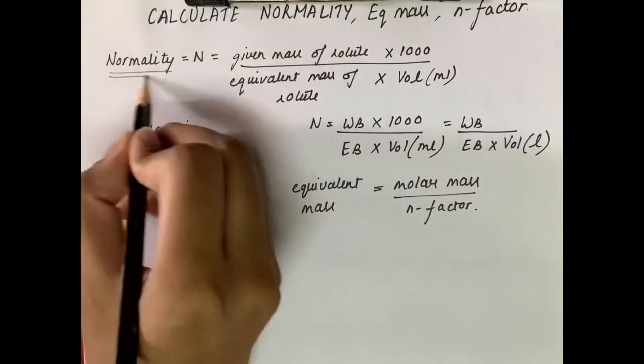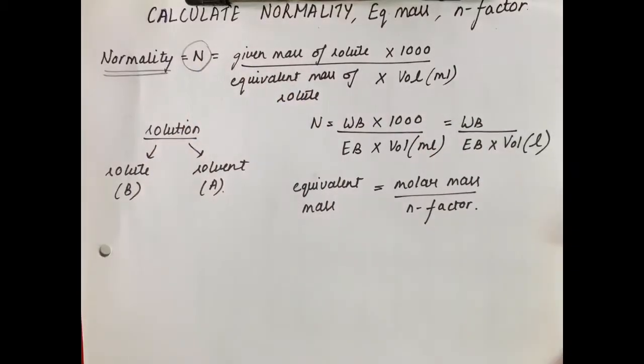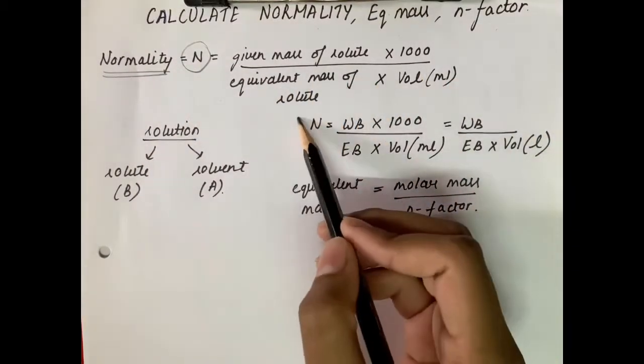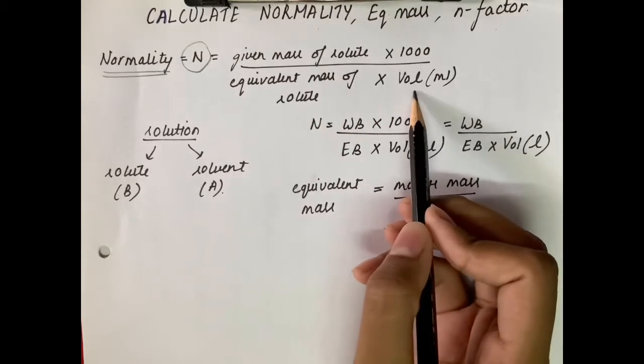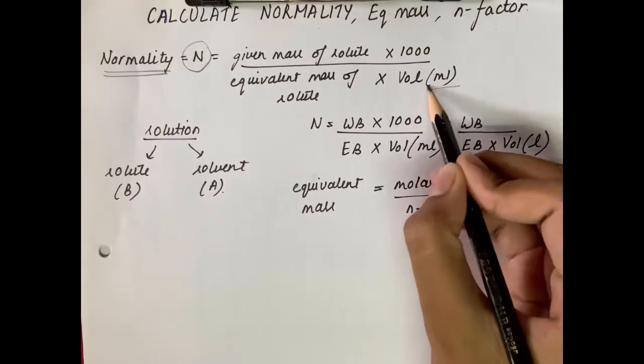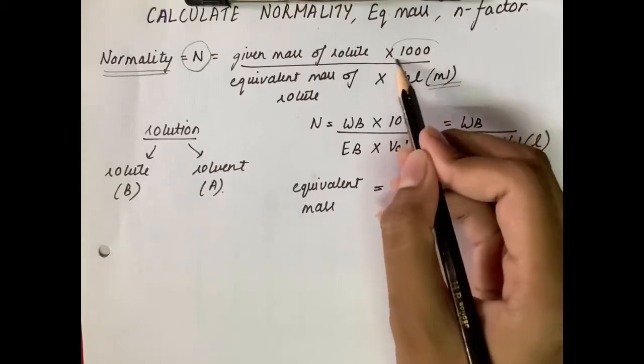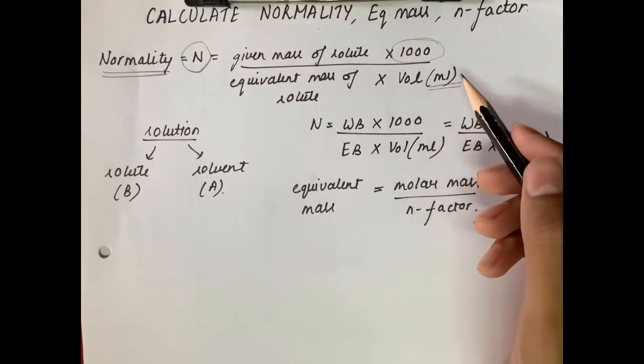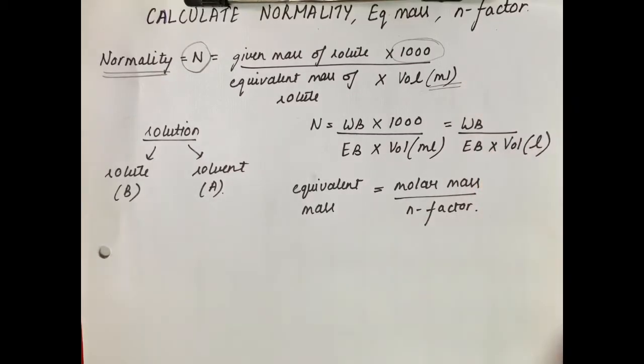Normality is represented as capital N and its formula is given mass of solute into 1000 by equivalent mass of solute into volume if it's mentioned in ml. Do remember that if in the question the volume of the solution is given in terms of liters, then you don't have to mention 1000 in those cases.